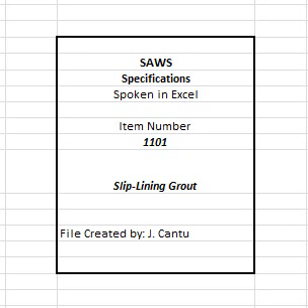1101.1 Description: this item shall consist of slip lining grout, which is accomplished by placing grout in the annular space between the slip lining pipe and the host sewer. Completely fill the annular space without deflecting the pipe.